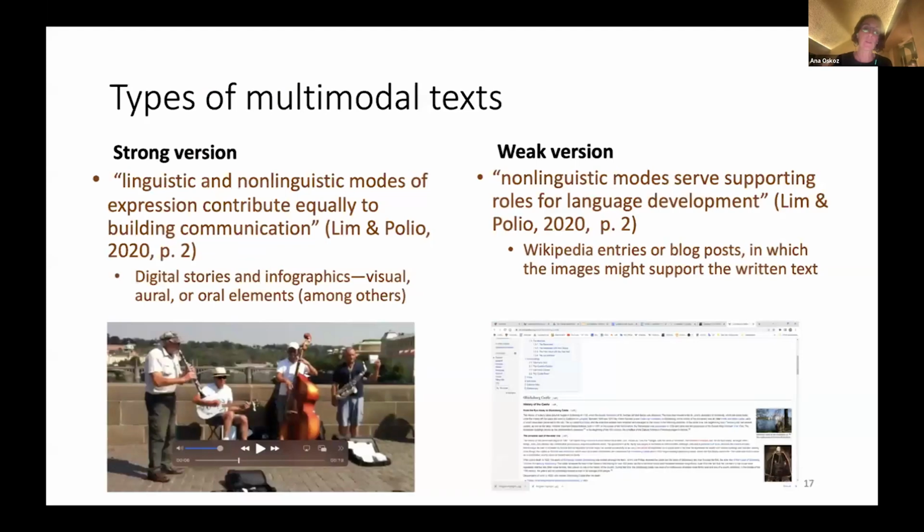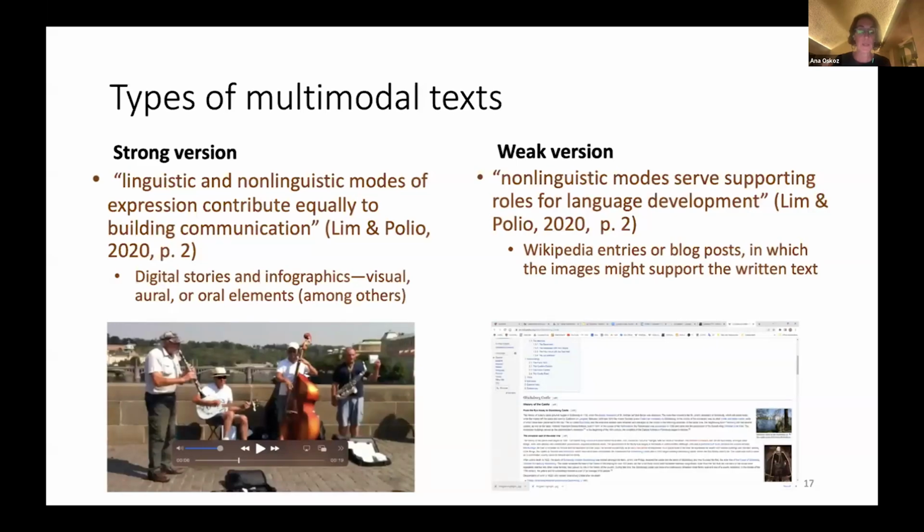Another element that we need to take into account is the type of multimodal text that we have, because not all multimodal texts are equal. And we can distinguish between strong versions and weak versions of multimodal text. Strong versions are those in which linguistic and non-linguistic modes contribute in the same manner to the communication. And this is the case of digital stories or infographics. For example, in an infographic, we need both the text and the images to convey the meaning. Weak versions, however, would be the Wikipedia entry or many blog posts. In those cases, the images have a supporting role for language development.